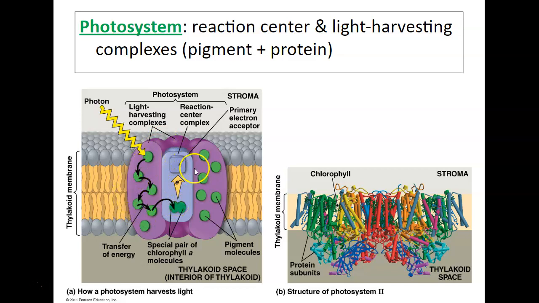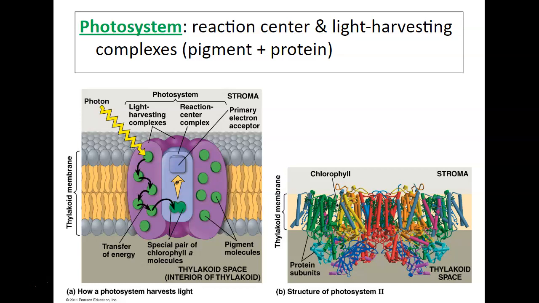The light harvesting complex are pigments, where that's where all the chlorophylls are hanging out, and proteins as well. And the idea is when photons of light hit those pigments in the light harvesting complex, they can harvest the light. Energy, or those really excited electrons, can kind of bounce around, and they eventually make their way to a special pair of chlorophyll molecules that are located in the reaction center. The light harvesting complexes themselves are kind of acting like an antenna.